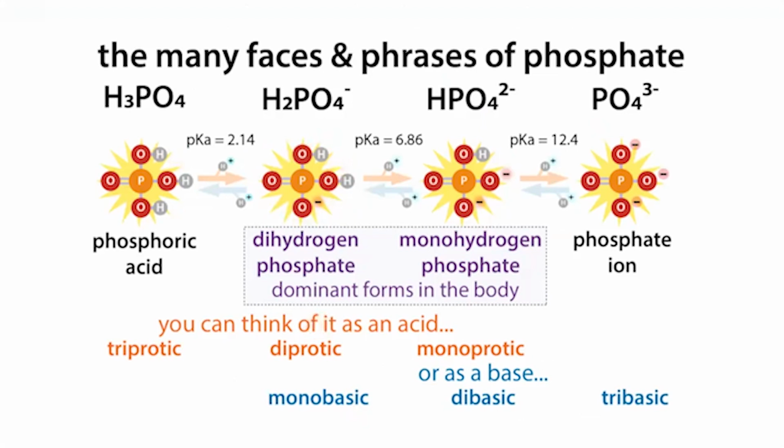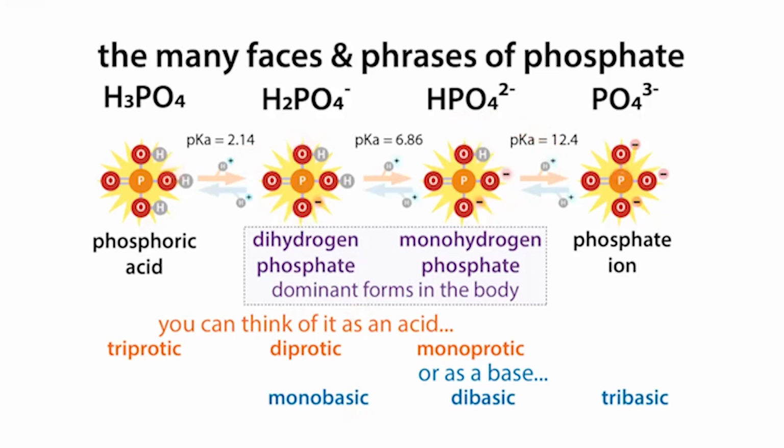Now, monohydrogen phosphate is going to have 2 of the groups deprotonated, and if something's deprotonated, it can act as a base and take a proton, so it's going to be dibasic. That's these 2 groups that can act as a base, and it has this 1 group that can act as an acid and give a proton, so it's monoprotic, and we can say it's monohydrogen phosphate. Okay, so these are going to be the 2 forms that we're going to be dealing with most.